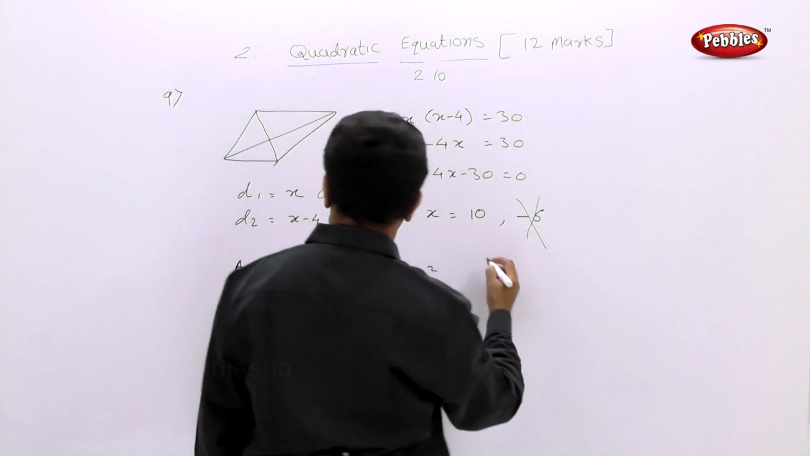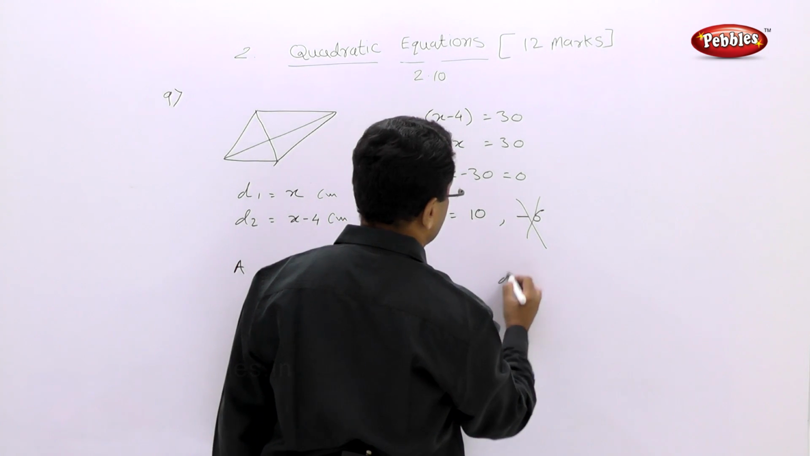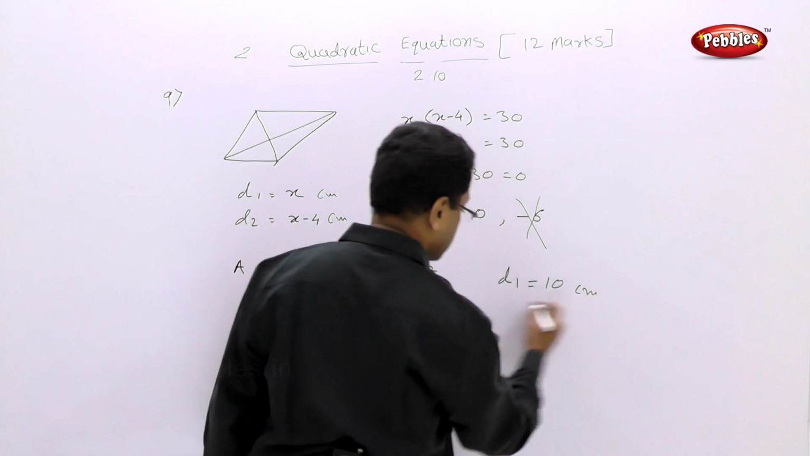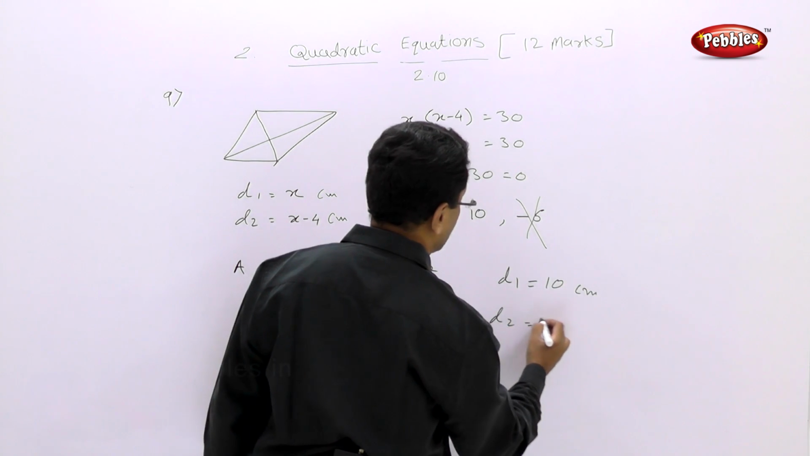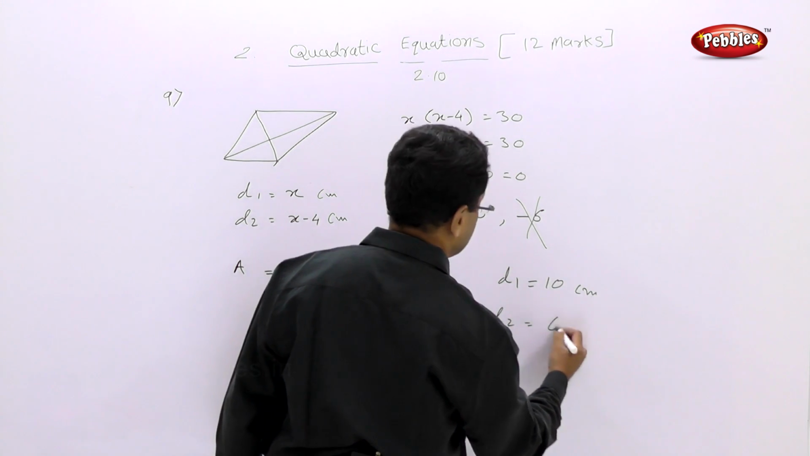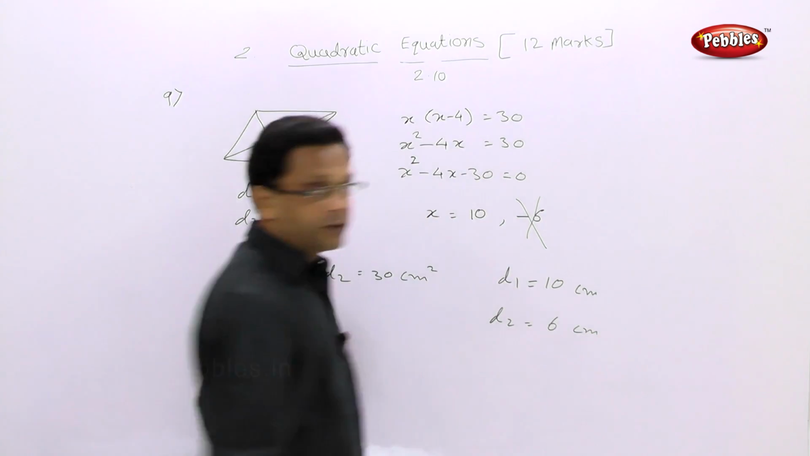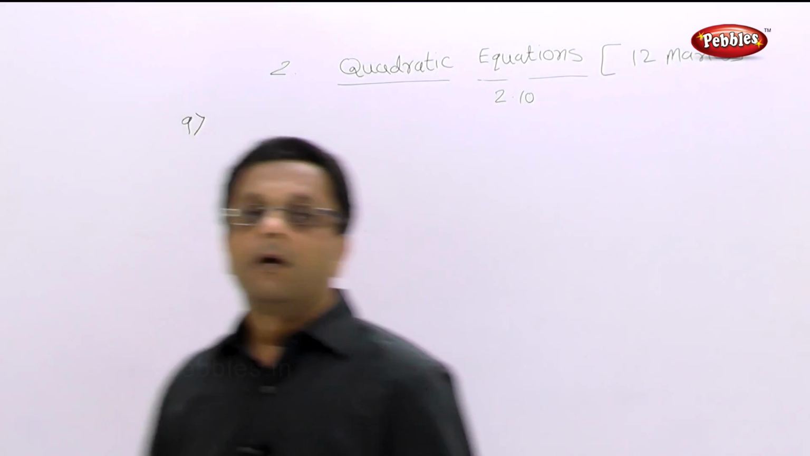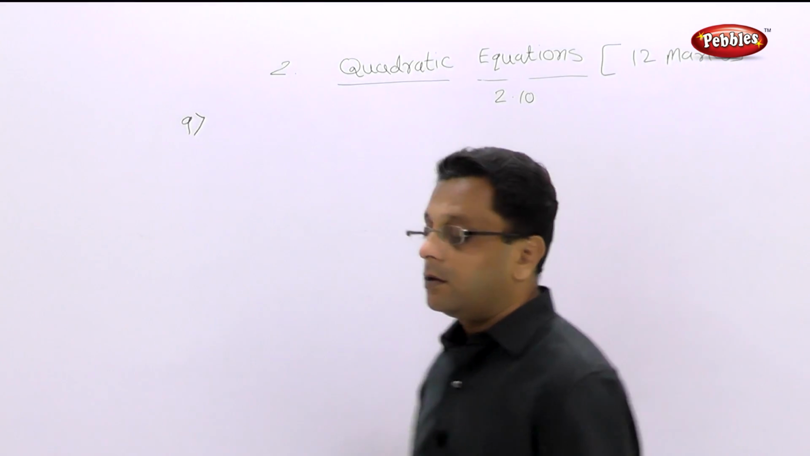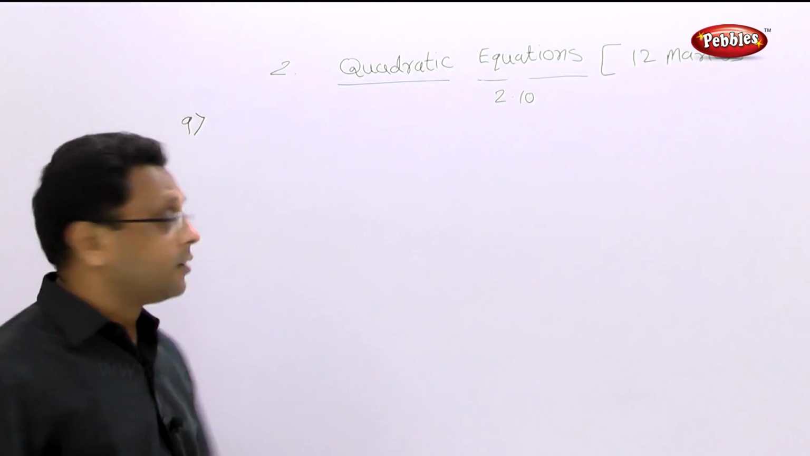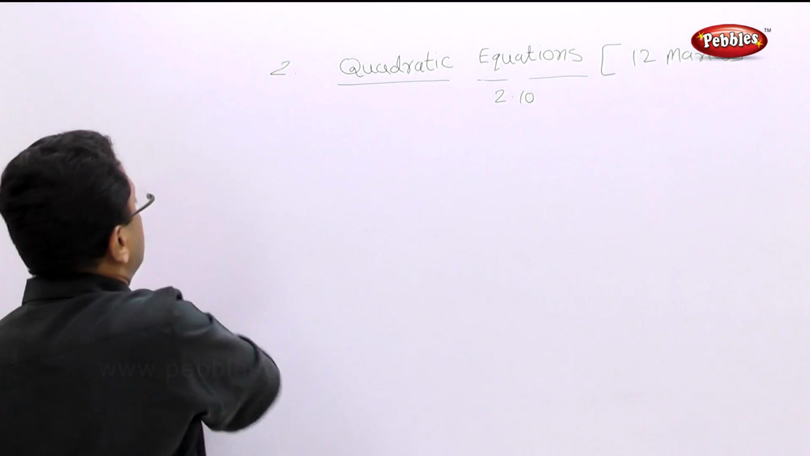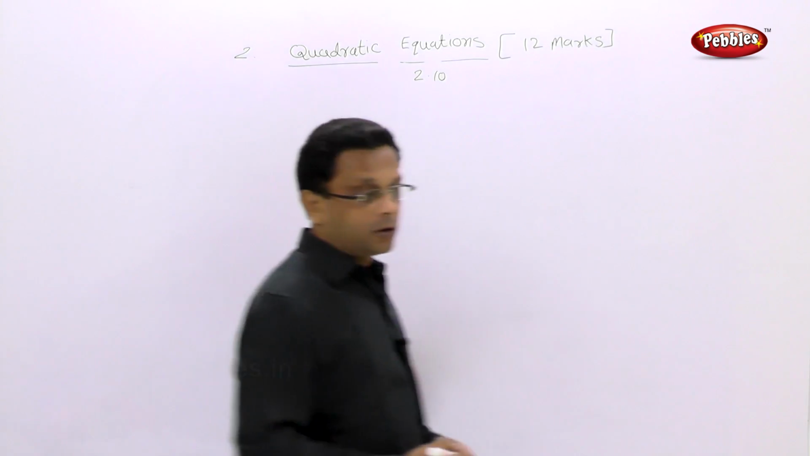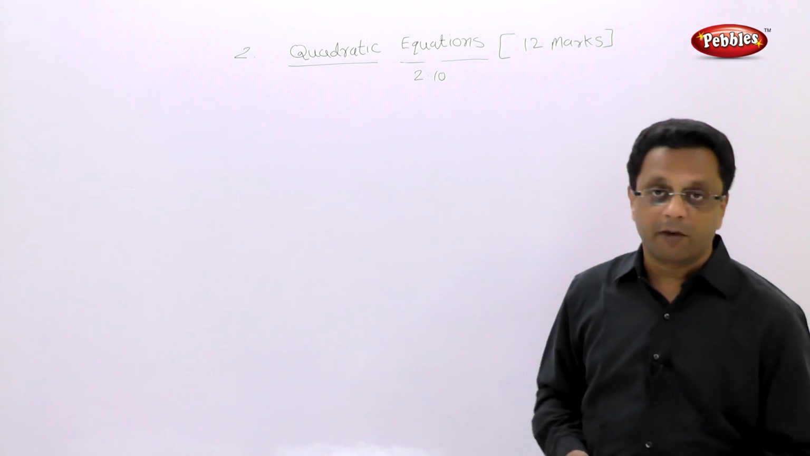So one diagonal, that is the larger diagonal, the longer diagonal, is 10 centimeters, and D2, that is the shorter diagonal, is 6 centimeters. Let's see the next example. Before going to the 10th example, I'll suggest that you write the formula for the area of a rhombus and the figure of the rhombus in your notes book, so that later you will remember it.